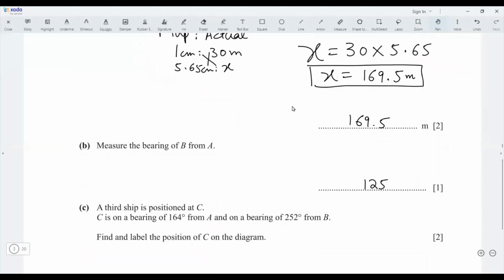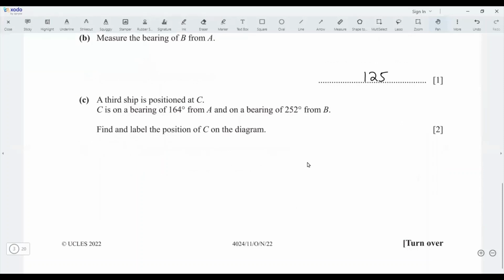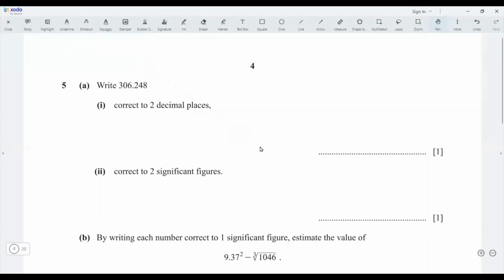I hope you all understood this. So going quickly to the next question. You have to write down 306.248 correct to 2 decimal places. So how do we write answers in 2 decimal places?